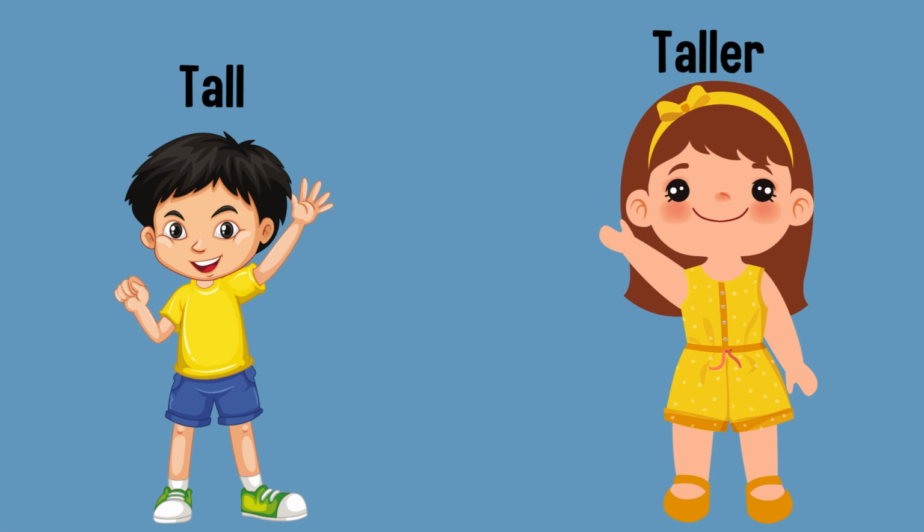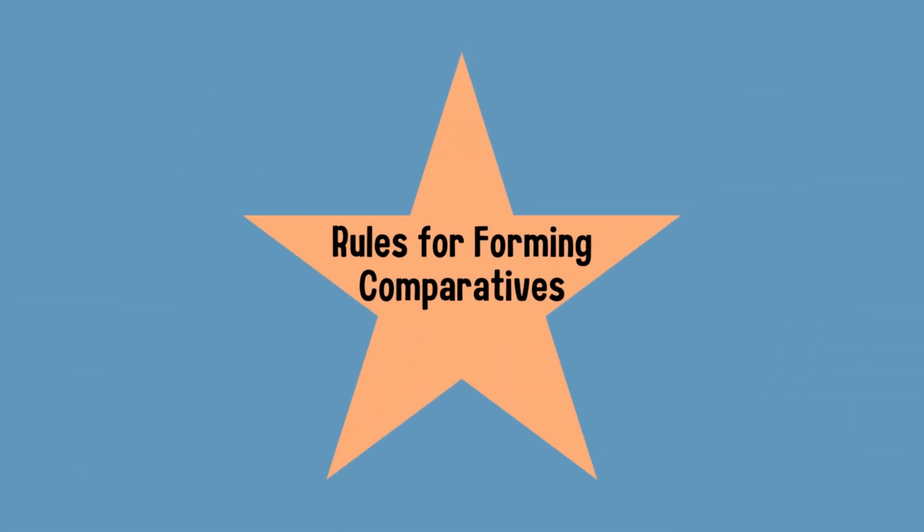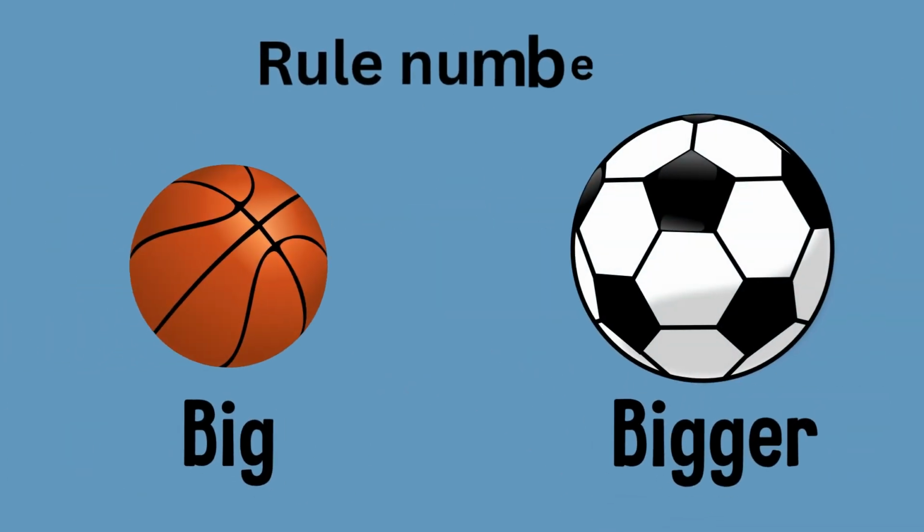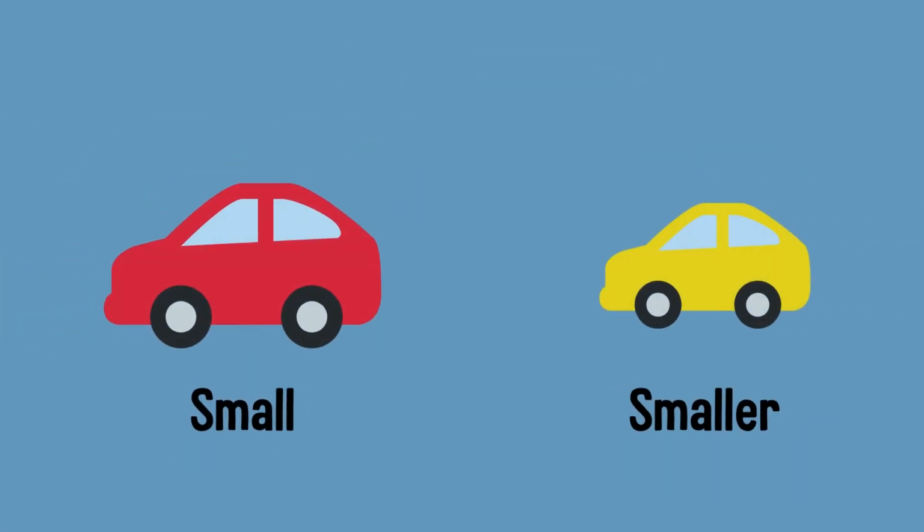To form a comparative, we usually add er to the end of the adjective. So tall becomes taller, but there are some rules to remember. Let's take a look at them. Rule number 1. For most one-syllable adjectives, we add er. For example, big becomes bigger and small becomes smaller.